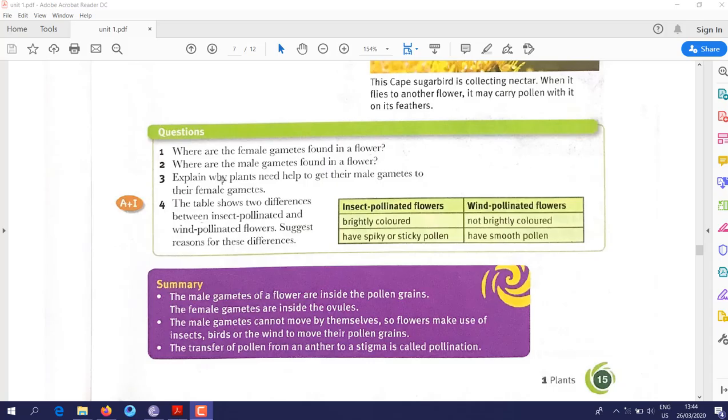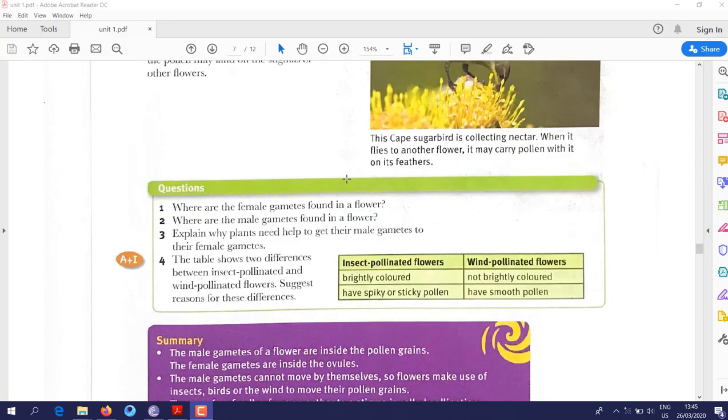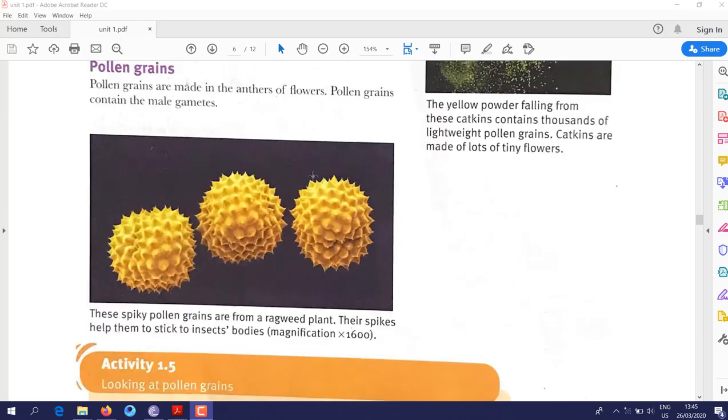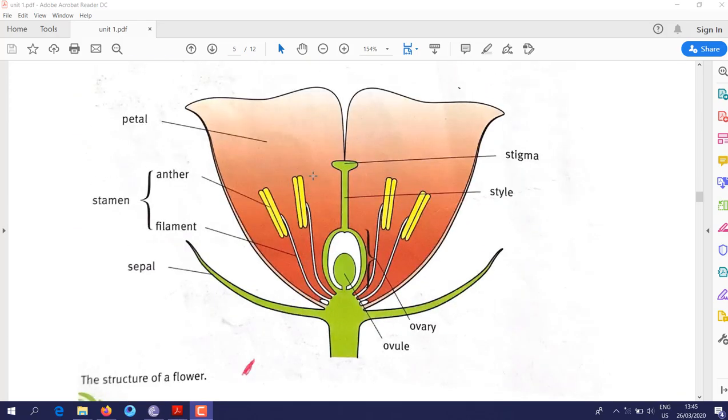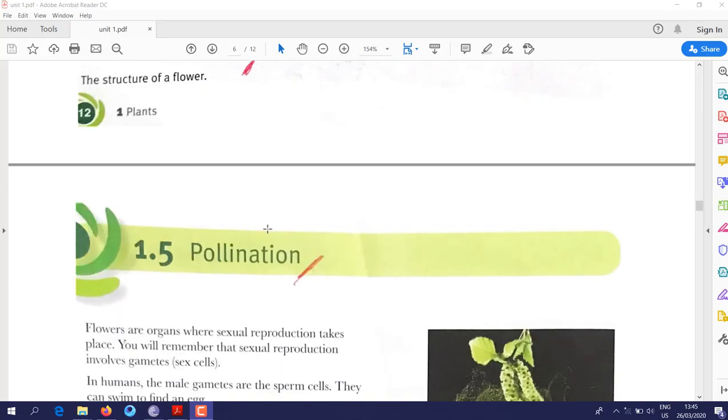Now, some questions. Why are the female gametes found in a flower? What's the function? Why are the gametes found in a flower? The answer is to reproduce. Then where are the male gametes found in a flower? If we go back to the structure of the flower, where can we find the pollen gametes? We can find them here, inside the anther.